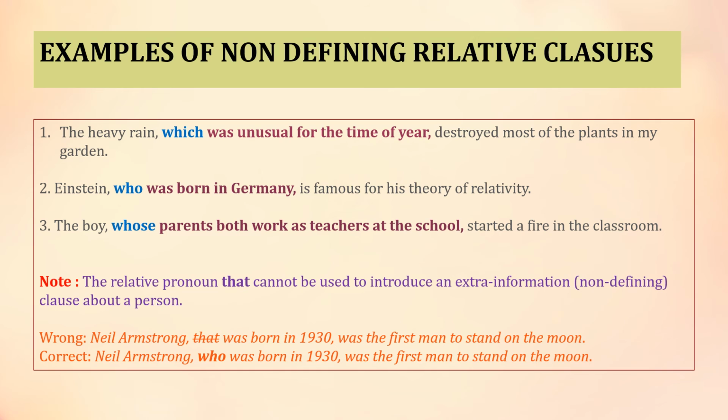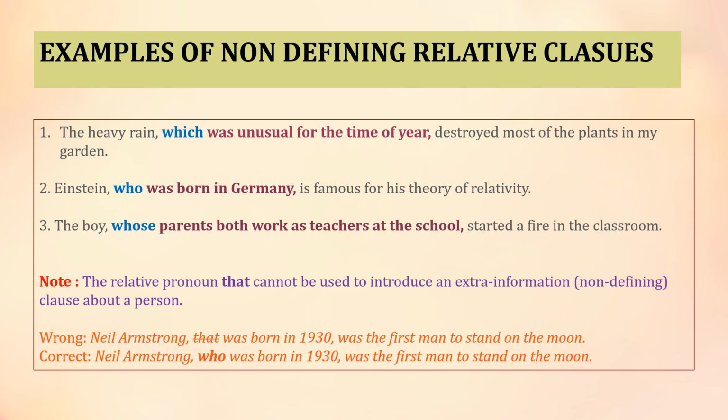Einstein, who was born in Germany, is famous for his theory of relativity. Who is the relative pronoun stating about Einstein, and who was born in Germany is a relative clause. If this relative clause is removed, the remaining sentence will give its meaning: Einstein is famous for his theory of relativity. Thus Einstein is separated with a comma.